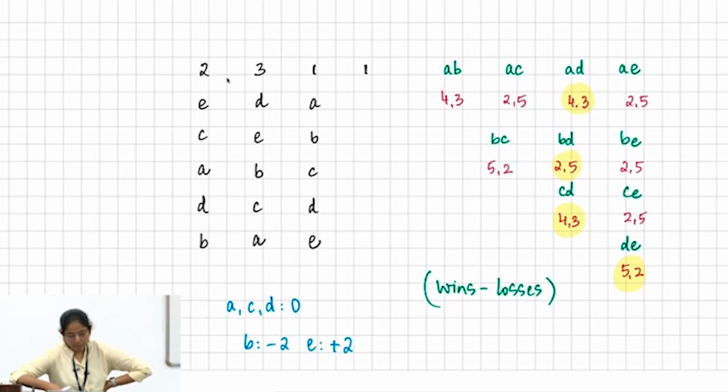On the other hand, where D is losing to A and C, these are closely fought elections. This is 4,3, which means A has 4 voters preferring it over D, and there are 3 voters who prefer D over A. So a switch here would actually make D fare much better.